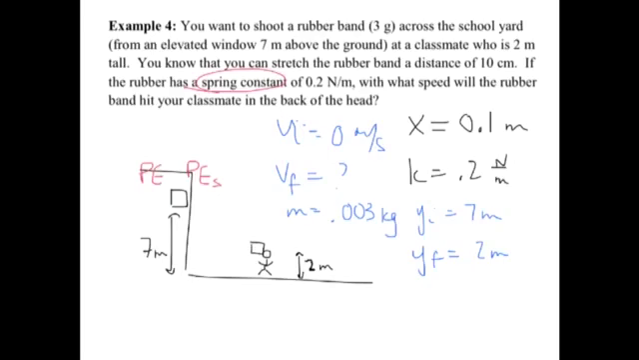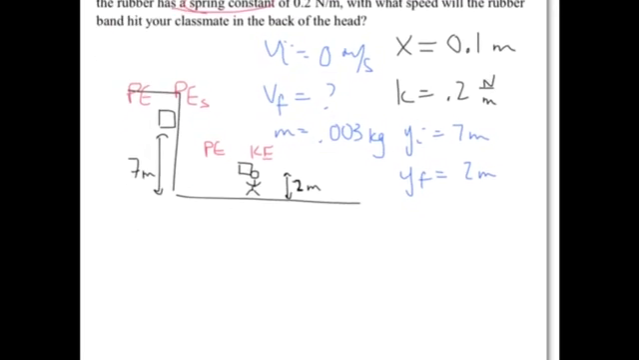At the end, there still is some height in the problem. It hits the person's head, which is 2 meters above the ground. So there is some potential energy at the end. But it's also moving at the end, so there's kinetic energy at the end. The object is no longer stretched. You stretched it in the beginning. Once you let it go, that stretch contracts and the rubber band topples down to the ground or to the person's head. But it's not stretched. Once you let it go, that spring energy is what propels it forward, and it's not stretched at the end of the problem.